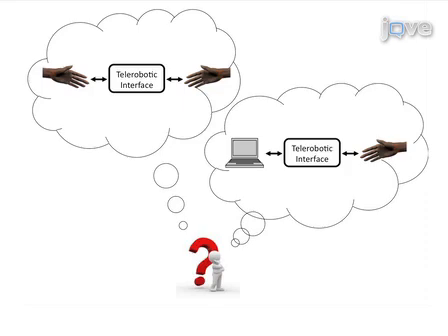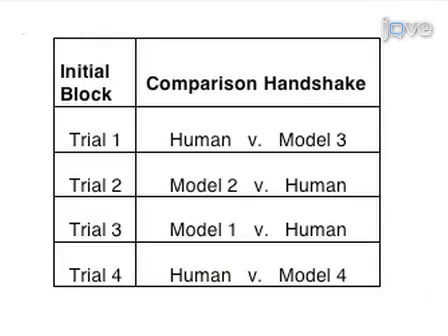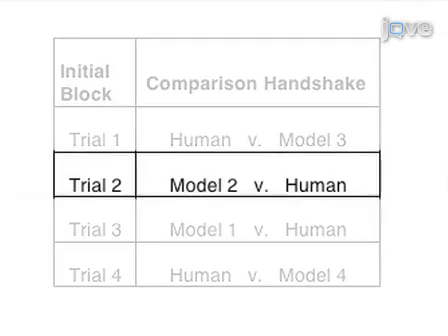However, the interrogator is not told whether he or she has correctly identified the human handshake. In the next trial, the interrogator's first handshake is with the computer-generated Model 2, and the second handshake is with the human. The interrogator again selects the most human-like handshake.